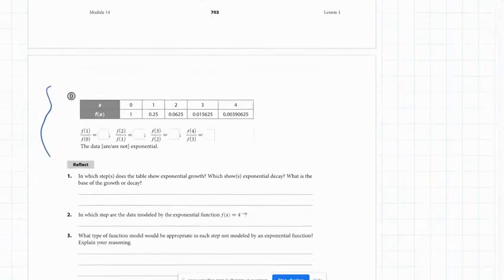Okay, so then go ahead and try part D as well. Pause your video and determine whether or not the data are exponential.